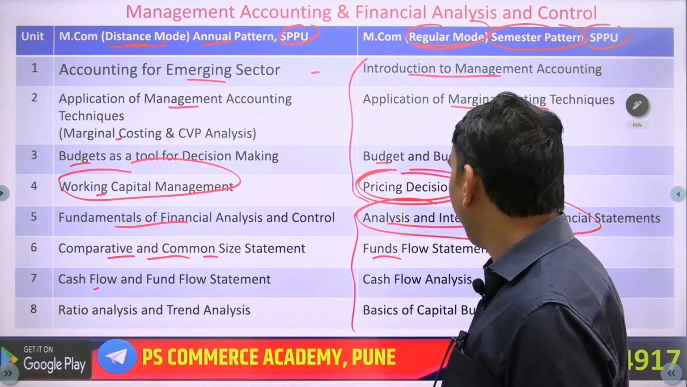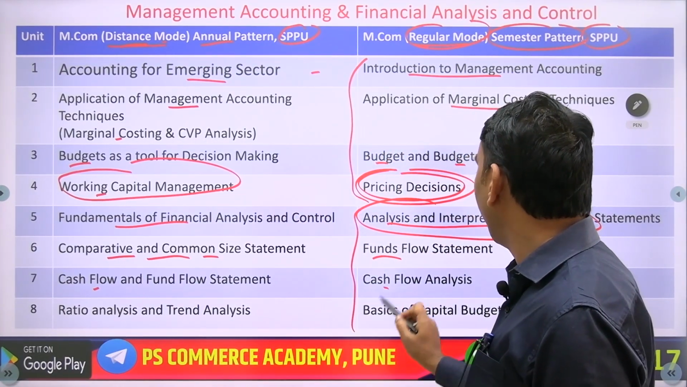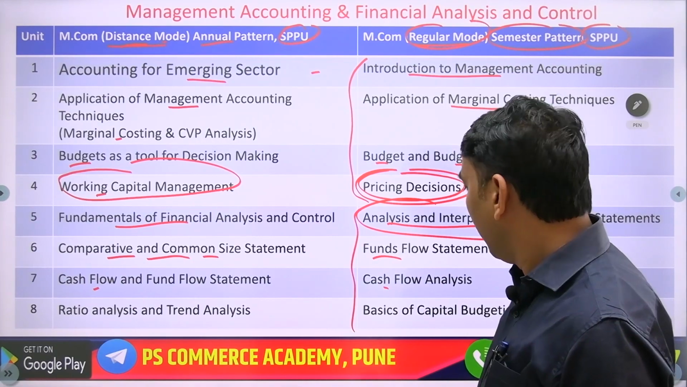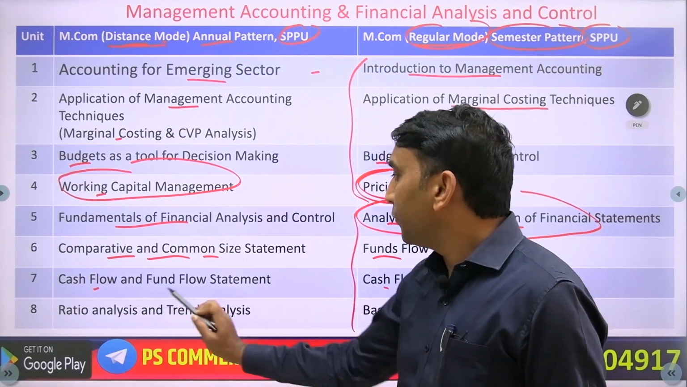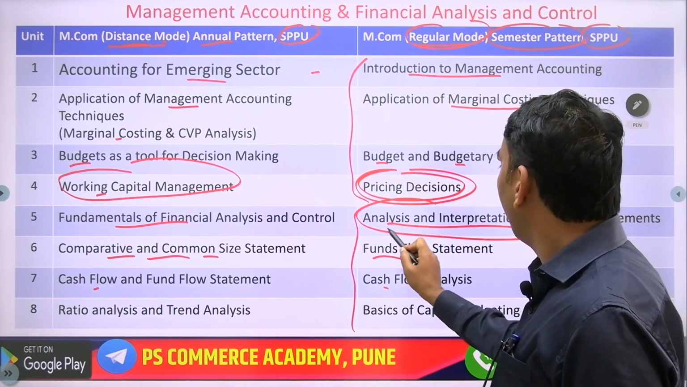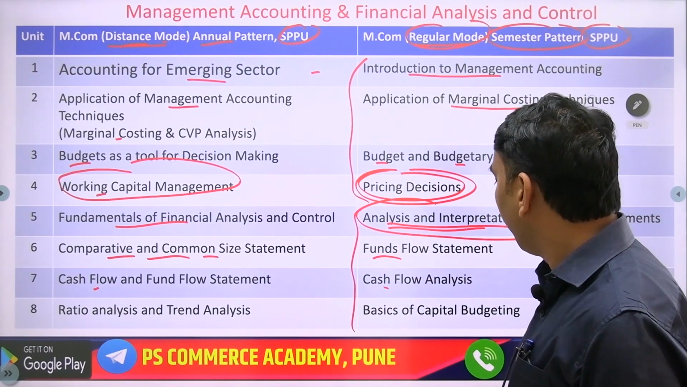So fund flow statement and cash flow statement here is also there. Cash flow statement is there. Fund flow statement is there. And the last part is ratio analysis and trend analysis. So this ratio analysis and trend analysis is covered in the analysis and interpretation of financial statement.